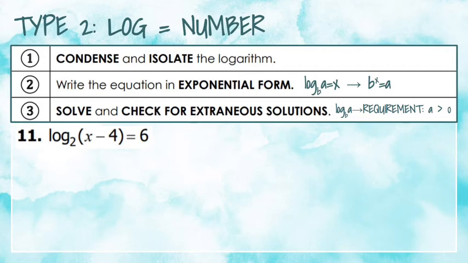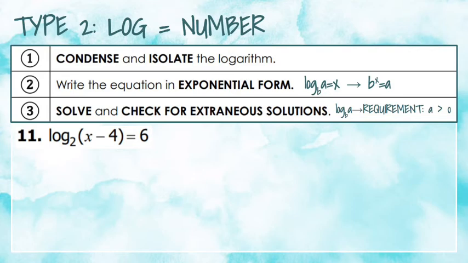And now is when we're going to look at type 2, where log is equal to a number. And the way that we solve these is to first condense and isolate the log, then write the equation in exponential form, and then solve and check for extraneous solutions. So we have log base 2 of x minus 4 equals 6. So it's already condensed, and the log function is this part. And we've already isolated the logarithm.